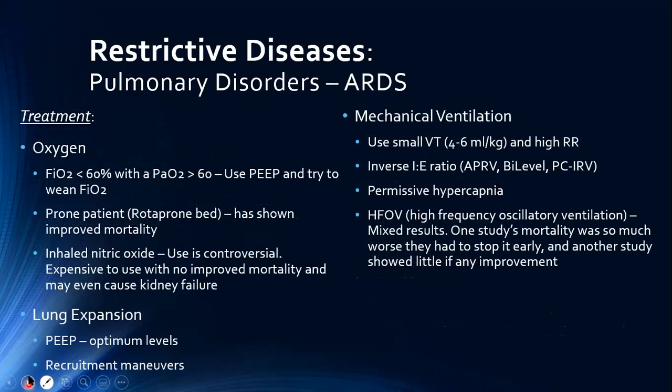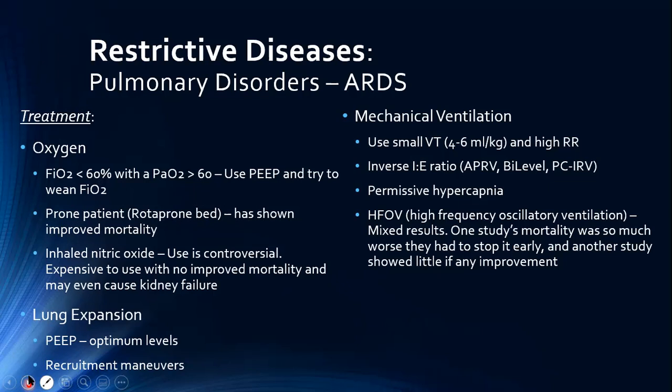And so we have a special bed called the rotoprone bed that turns them. It's kind of like a rotisserie chicken, right? You got the patient laying there on the ventilator and it turns. They have them on their stomach and then it'll turn them back on their back. They have them prone, supine, prone, supine.